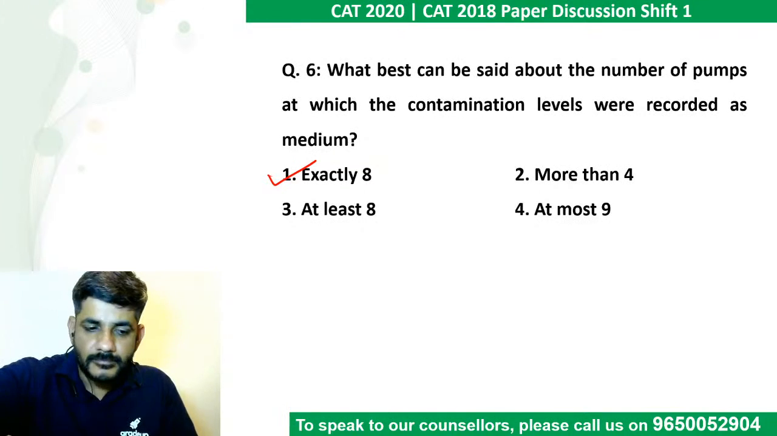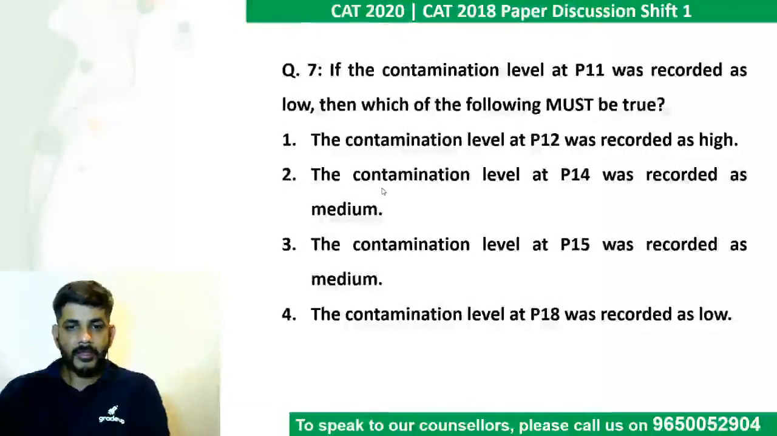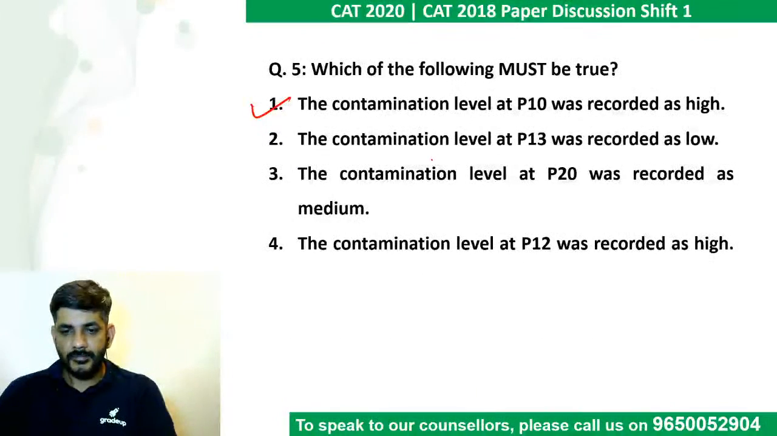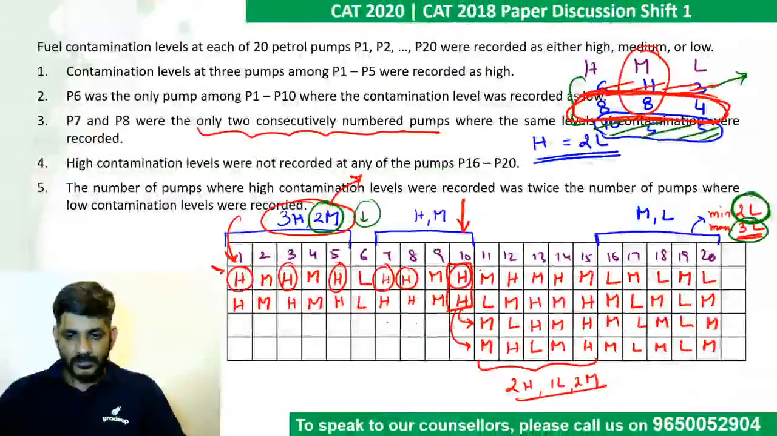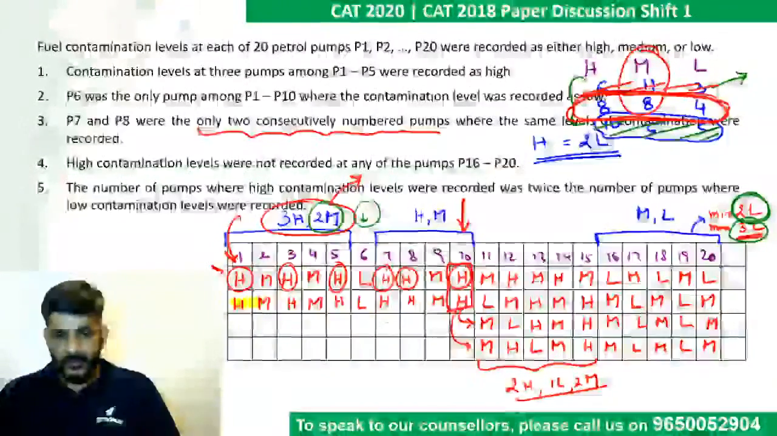Okay, let's move ahead. 7th: If the contamination level at P11 was recorded as low, then which of the following must be true? So P11 was recorded as low. So we just discussed this case, I suppose, that if P11 is low. So this is the case that he is talking about, guys. This case.